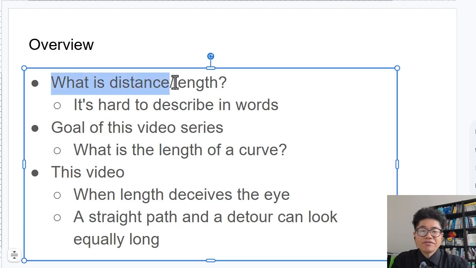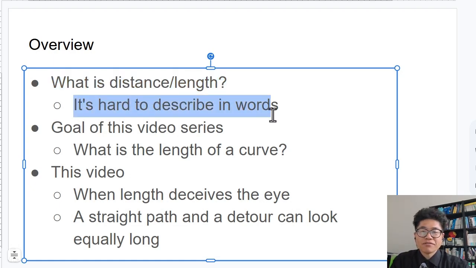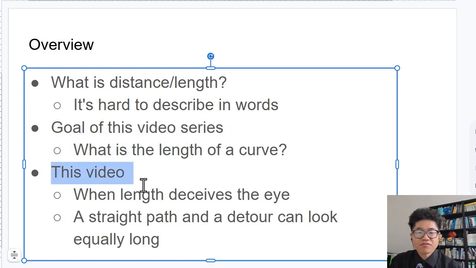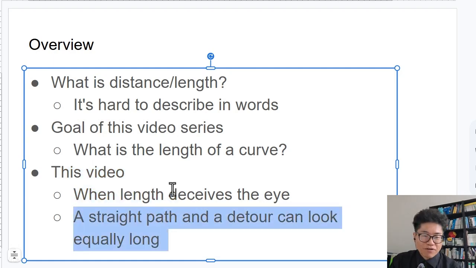I have a vague sense of what length is, but I find it difficult to put into words. Please try to define the distance without using the word distance or length. It's hard to describe. In this video series, my goal is to think about the length of a curve. In this first video, I focus on how length can mislead your eyes. For example, I show a situation in which a straight path and a detour path look to have the same length.